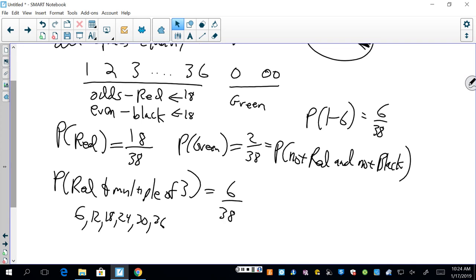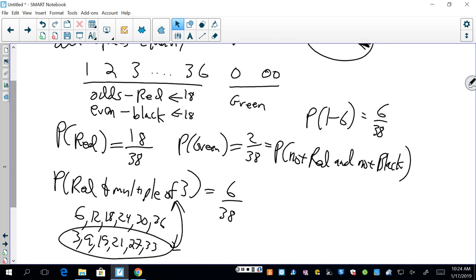Is that right? Red and multiples of 3. What am I doing? Red is odd. Red is odd. So none of those count. But multiples of 3, so it would be the other ones. I got it wrong. It would be 3, 9, 15, 21, 27, 33. Those odds are all red, and they're multiples of 3. So these ones correspond to that event.